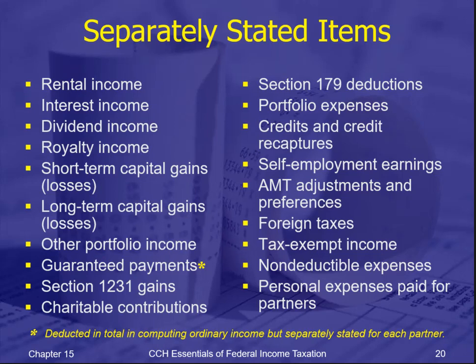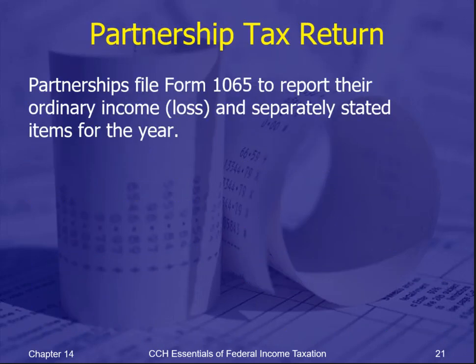So, for instance, one partner may need to know that he has short-term capital gains because he has short-term capital losses personally. Another one has to report the interest income separately because it's taxed differently, because they have investment expenses or something like that they need to offset it against. So all of these items must be separately stated on the 1065 form. You'll see that.